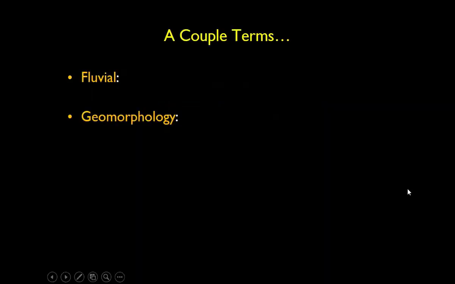Just a couple of terms to make sure we're on the same page. Fluvial, I think we talked about, but to give you a more formal definition, it has to do with flowing water. So something that has to do with a river or is found in a river is our definition of fluvial. And then geomorphology. What does morphology refer to? Shape. Yeah, absolutely.